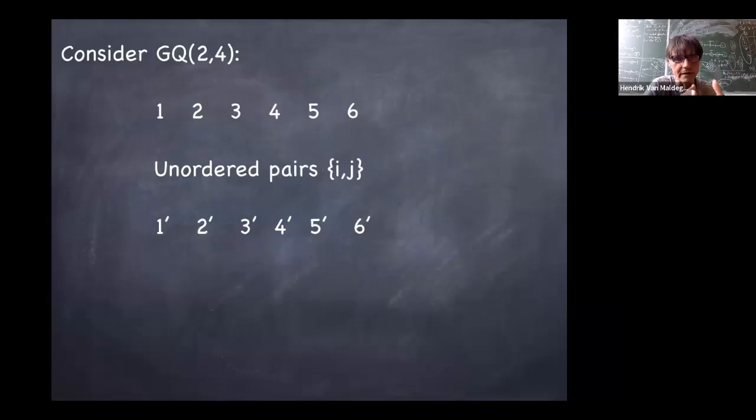And I choose here a generalized quadrangle, GQ of order (2,4). That means that there are 3 points per line and 5 lines per point. And you see it here. So the points are two copies of the set {1, 2, 3, up to 6}. I call them 1, 2, 3, 4, 5, 6, and then 1 prime, 2 prime, 3 prime, etc. And then all unordered pairs ij of that set. And so you have 6 choose 2, these are 15 elements. So 15 plus 12 is 27 points.